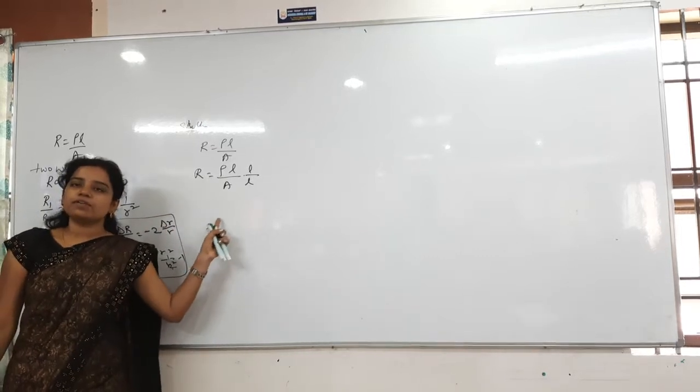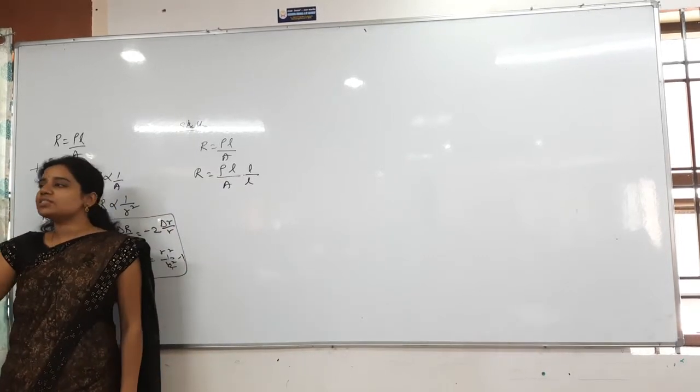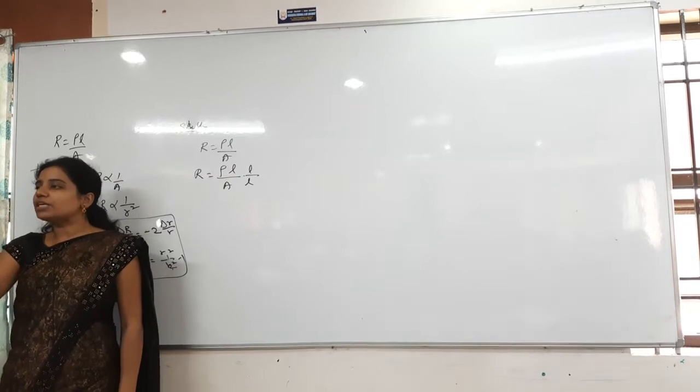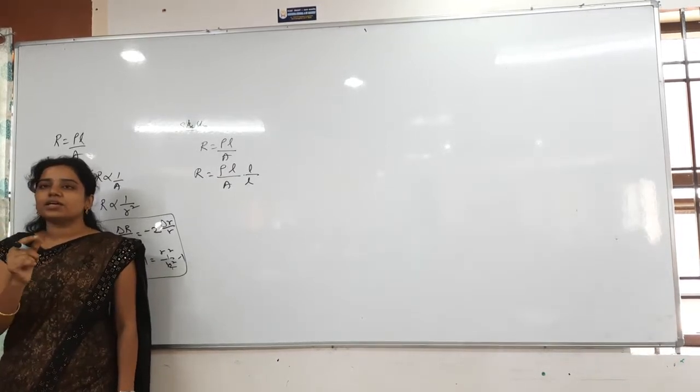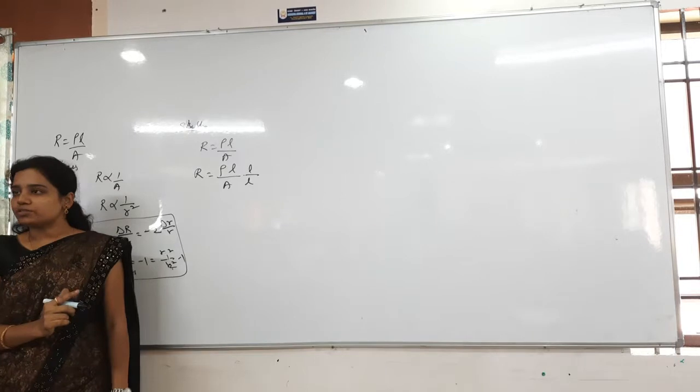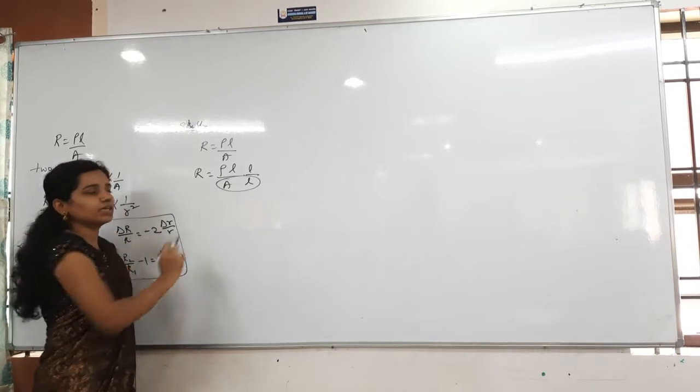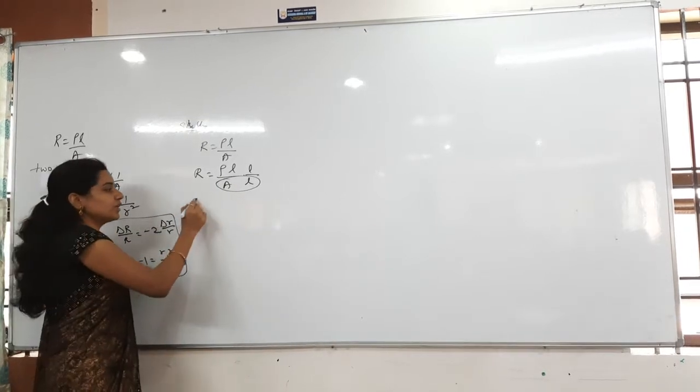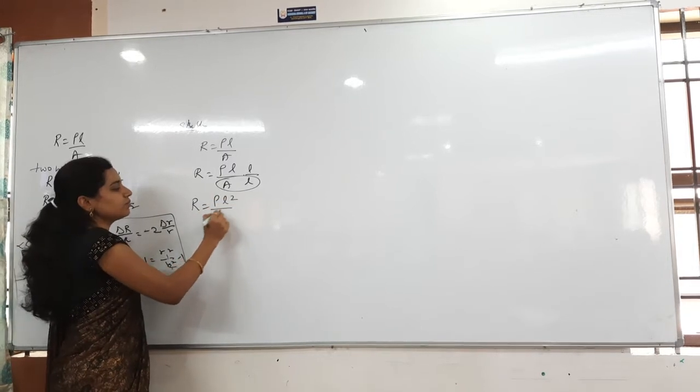If you multiply and divide by A, what will you get? Nothing but the resistance and area relation. Whenever you multiply with L and then divide with L, you will get the resistance and length relation. Now A into L is nothing but what here? Area into length is volume. So R is equal to rho L square by volume.